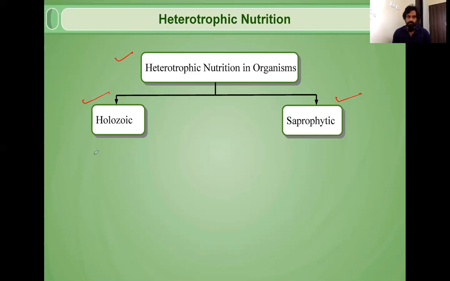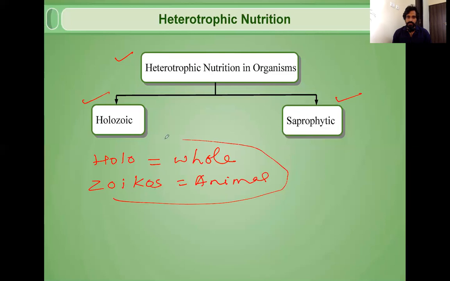Holozoic, look, first we should know what is holo. Holozoic is actually made up of two words, holo and zoikos. Holo means whole, and zoikos means animal. So in this type of nutrition, the organism eats a whole organism. So it's very difficult to even think how it is possible. It's like, you have seen amoeba, right?